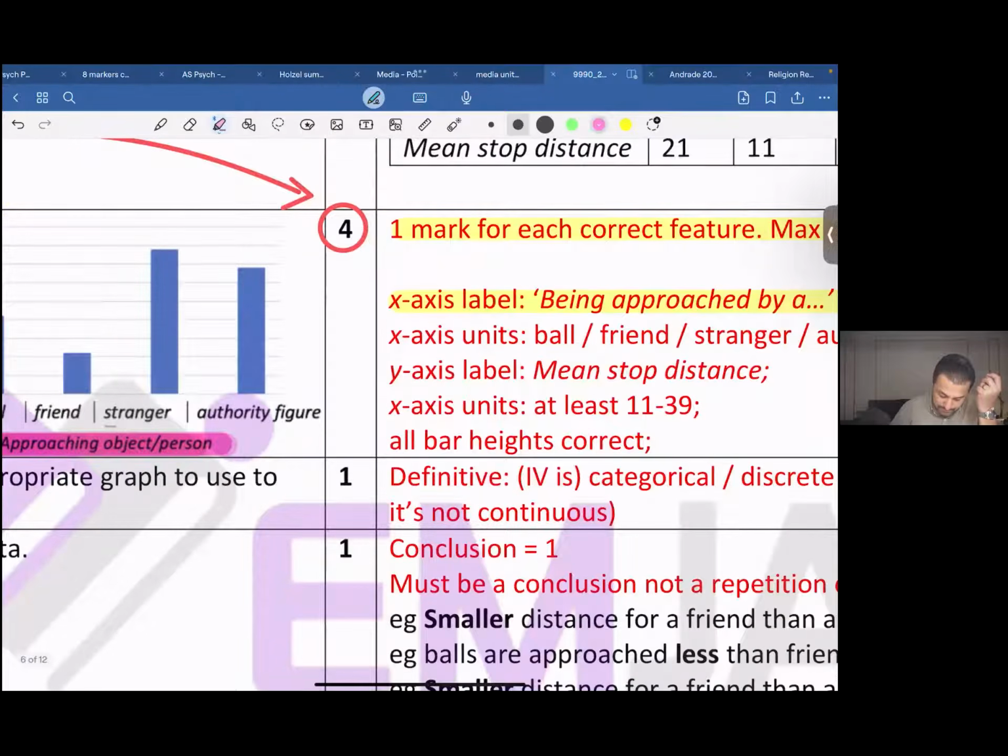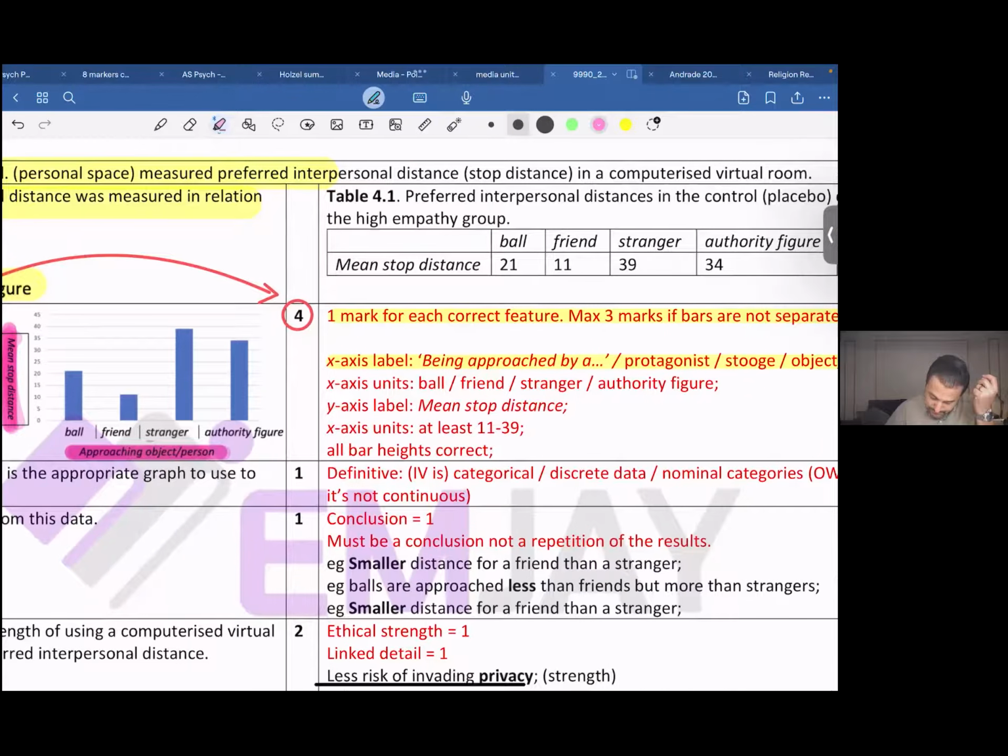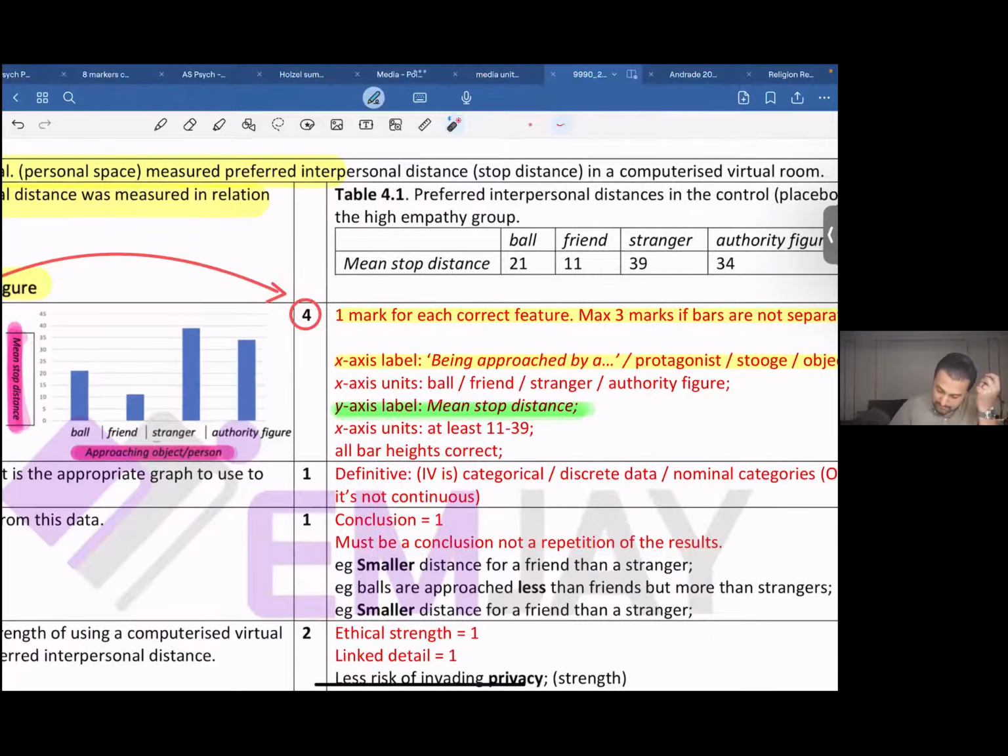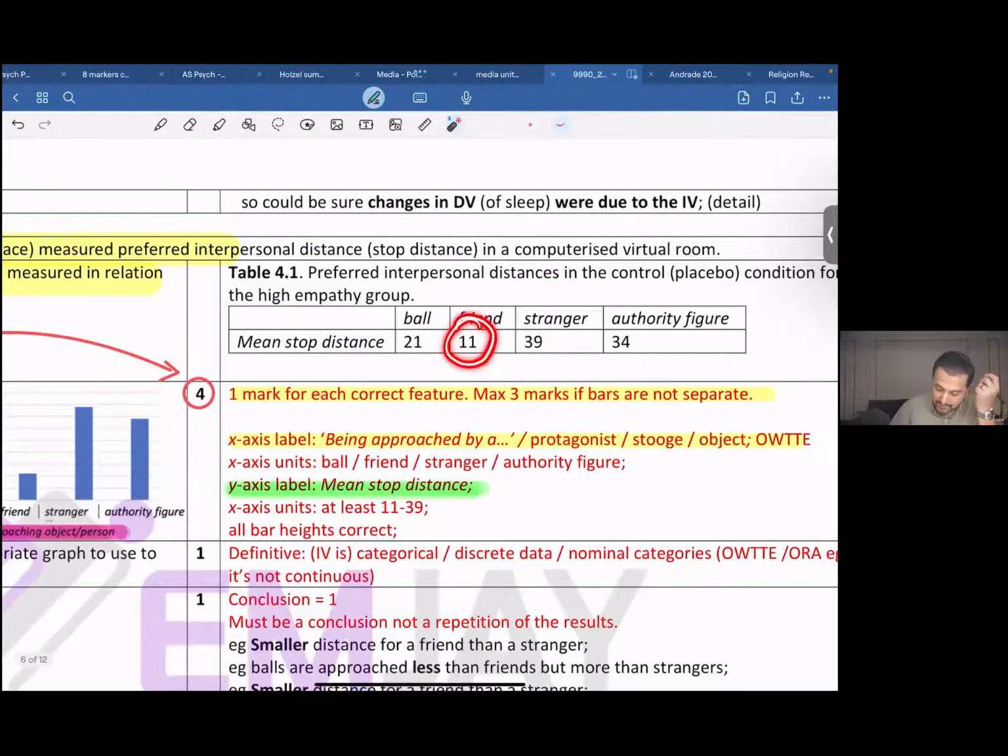This one, I'd highlighted it in green. So mean stop distance, this one, you're getting the second mark. You're getting the first mark here, you're getting the second mark here. X-axis units, at least 11 to 39. Why 11 to 39? Because the smallest number over here is 11 and the biggest number over here is 39, right? Now, x-axis units 11 to 39, all bar heights correct.